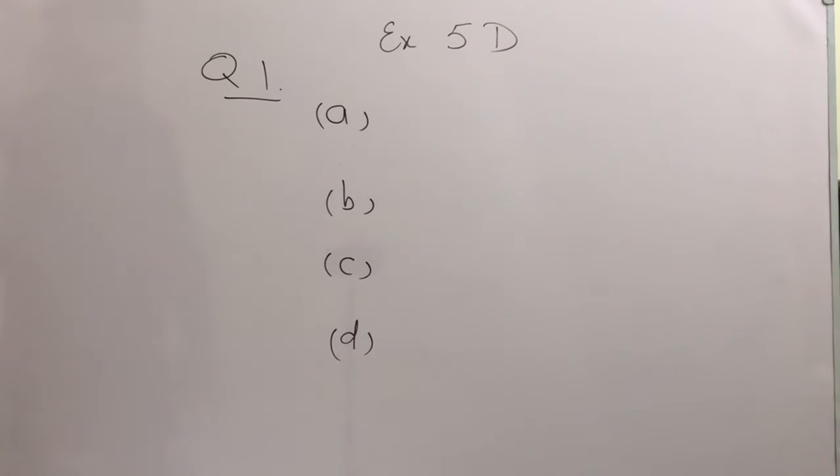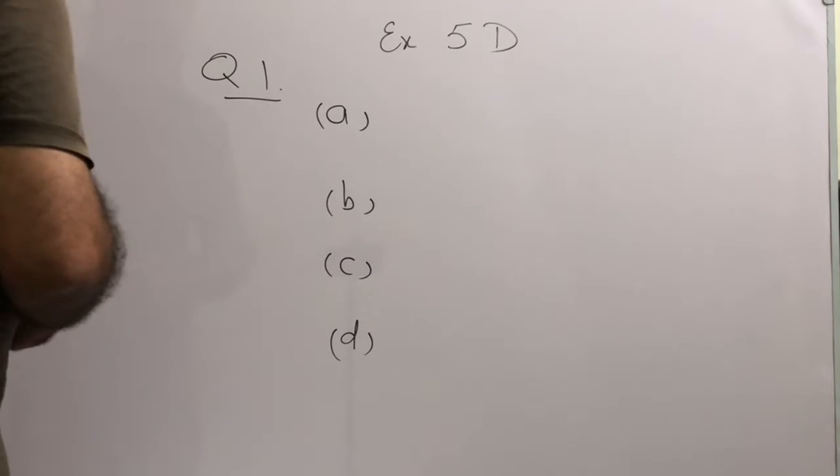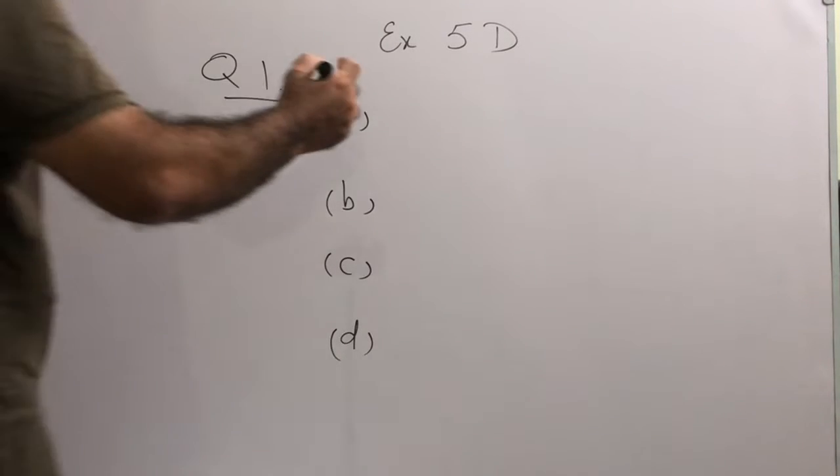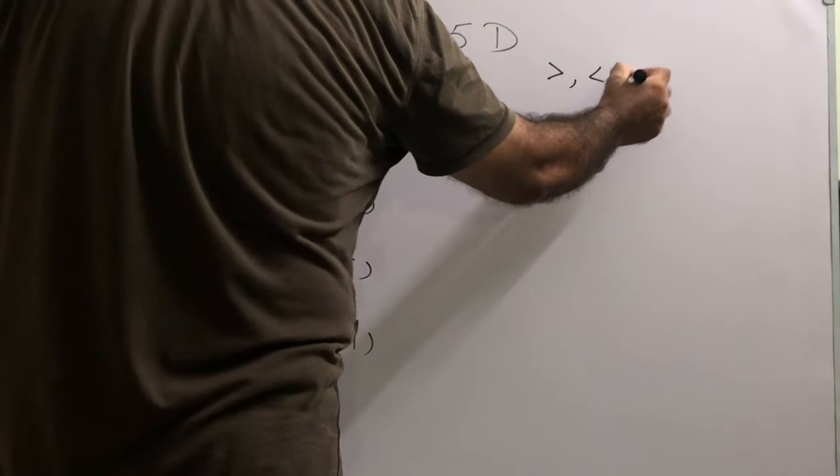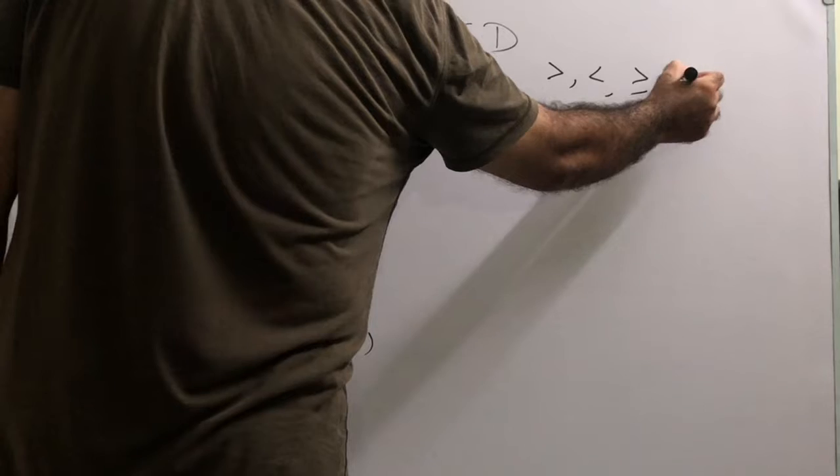Bismillahirrahmanirrahim. Now we will be doing exercise 5D on page number 129. We are doing chapter number 5, linear equations and simple inequalities. We'll start from question number 1. We need to add appropriate symbols: greater than, less than, greater or equal to, less or equal to.